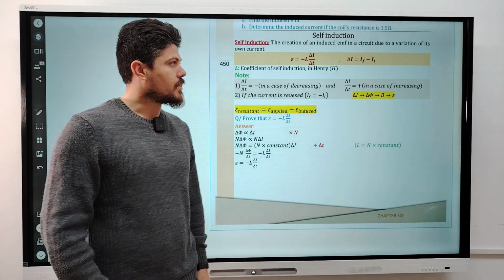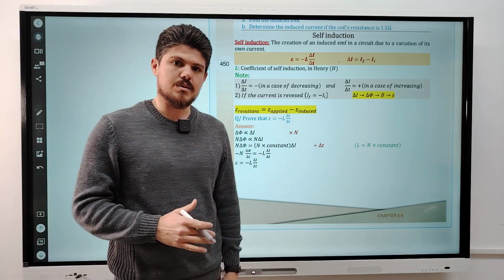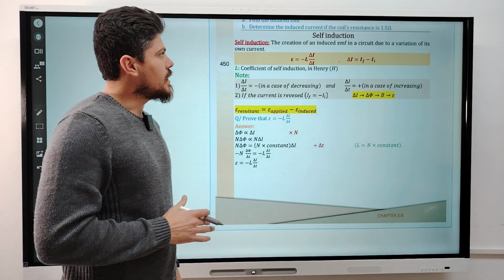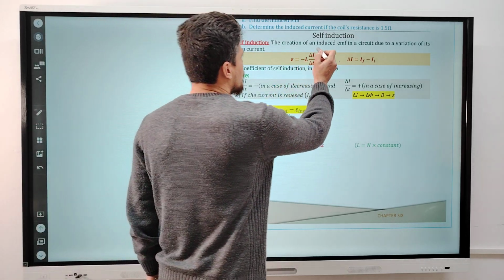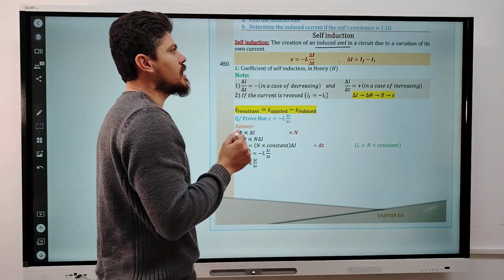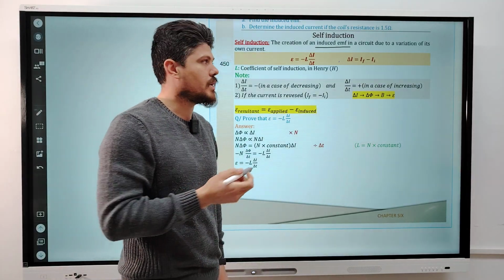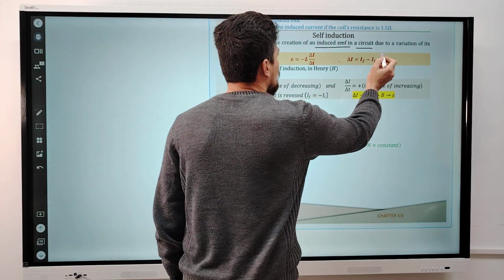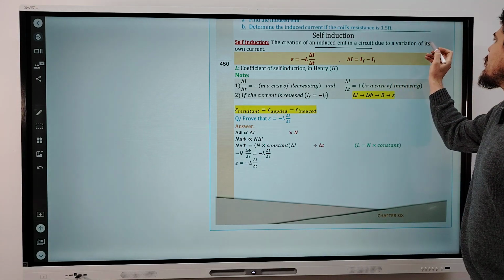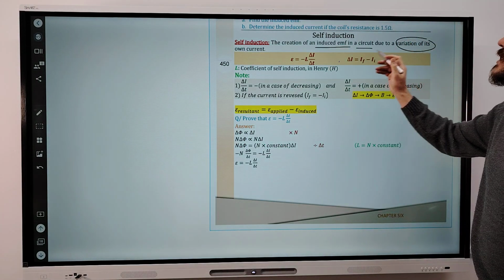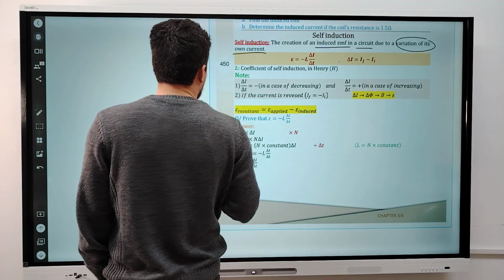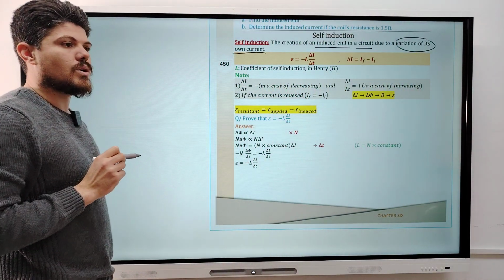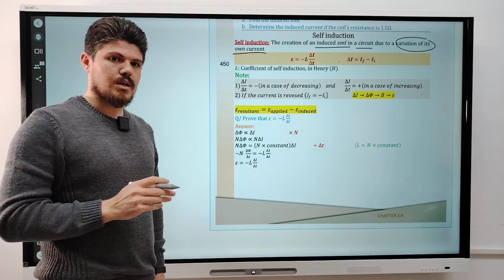Today's lesson, we're going to explain self-induction in chapter 6, section 1. Self-induction, its definition is the creation of induced EMF or induced current in a circuit due to variation of its own current. So it means that self-induction is a result of a change of the current, the magnitude of the current.